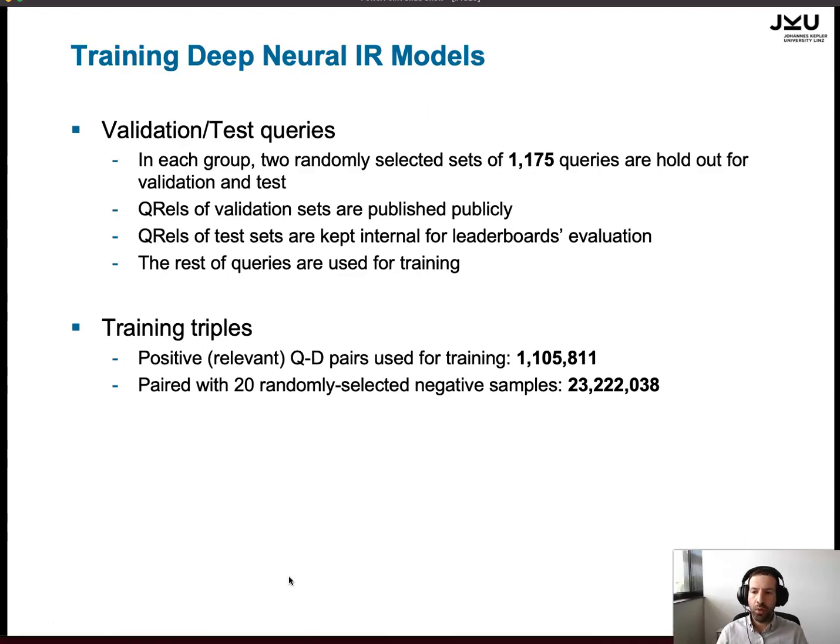We also provide the training triples. This is created based on around 1.1 million positive query document pairs, and for every positive query document pair, we have 20 randomly selected negatives. At the end, the number of items in the training triples that is provided is around 23 million, which is perfect for training deep and neural IR models.